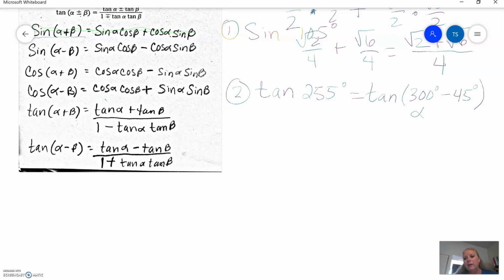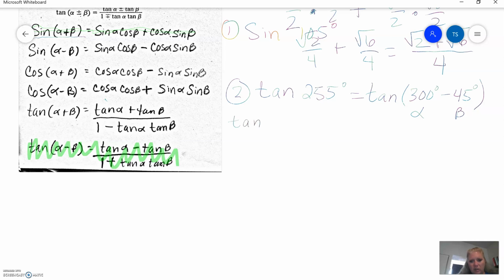So we've got alpha, this one's beta, and I'm going to use the bottom one here. If I use this bottom one right here, that's the one we've got to use. So I've got to have the tangent of 300 and the tangent of 45.